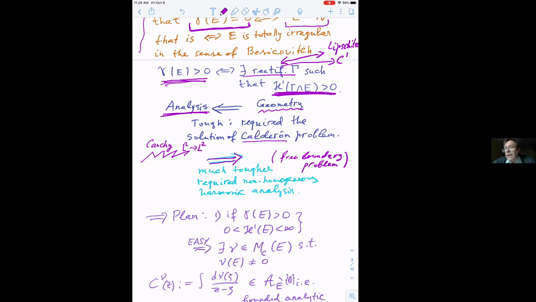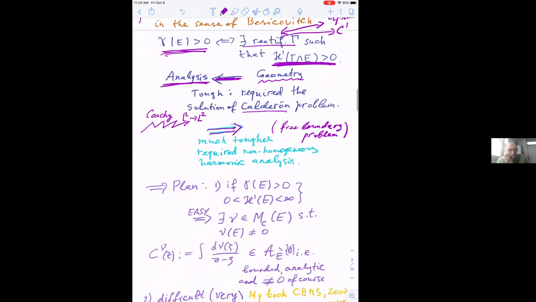It was open for many years. Calderón proved it himself for a Lipschitz curve with small Lipschitz constant. Finally, it was proved by Coifman and Meyer. Then there was a proof by Peter Jones and Stephen Semmes. There were other proofs. It is a big, interesting piece of analysis. It's not easy. Well, it was Calderón's problem, but it was the so-called easy direction. Well, it wasn't easy, but I'm just saying that to emphasize that the opposite direction, analysis to geometry, makes much more difficulties.